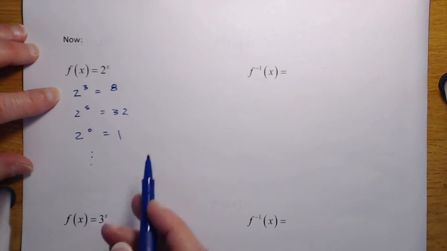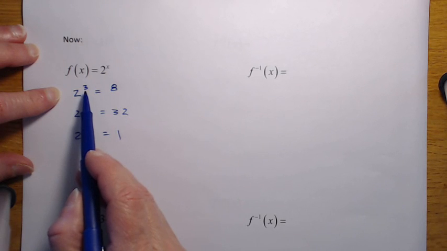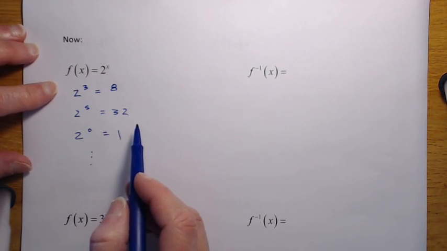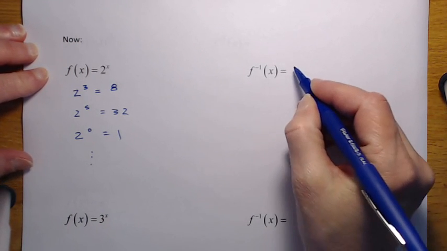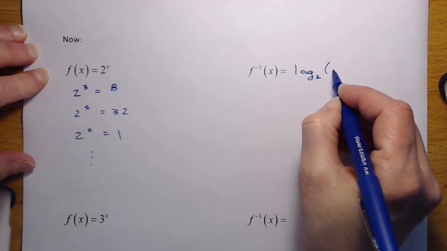Well, now again, what if I want to go backwards? What if I want to say, how do I get 8 back to the 3? How do I know that 32 came from 2 to the 5th? Well, again, I need a symbol for it. Well, I can't use the root symbol. That means something else. So instead, we choose this notation, which is log base 2 of the number.